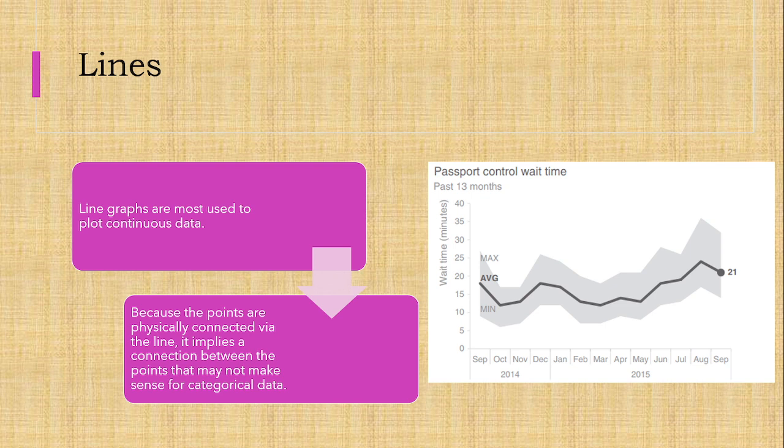We are talking of the second one, which is lines. Line graphs are most used to plot continuous data. Because the points are physically connected via the line, it implies a connection between the points that may not make sense for categorical data.